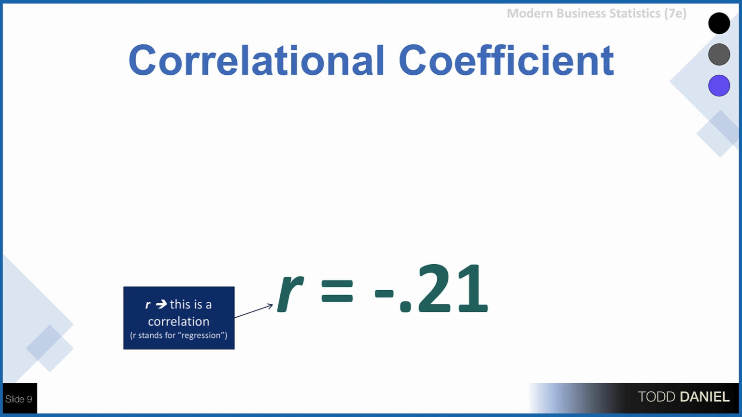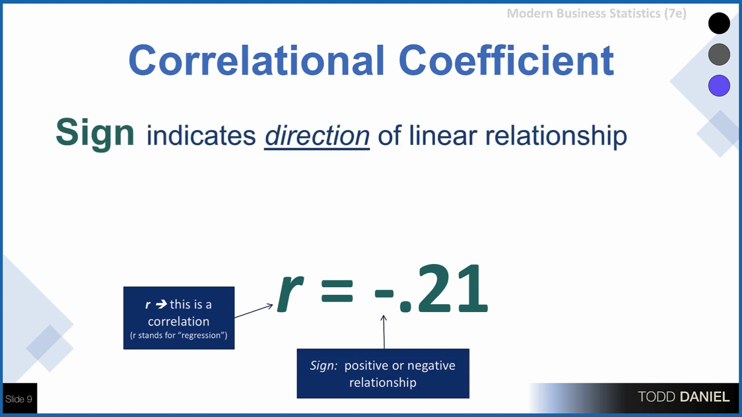This is what a correlational coefficient looks like. R is the abbreviation for this. R does not stand for relationship, it stands for regression. And you'll also notice that it is in italics. R, equal sign, the sign of the correlation, the positive or the negative, indicates the direction of the linear relationship. If it is positive, or if there is no sign, there is a positive relationship between the variables. In this case, the negative sign indicates there is a negative relationship between the variables.